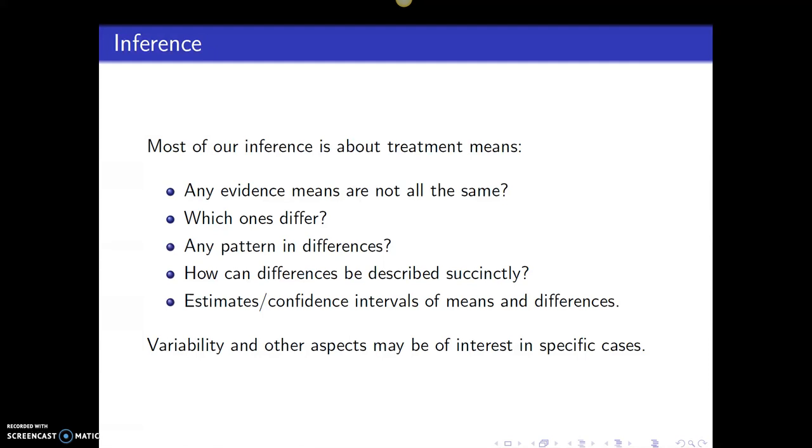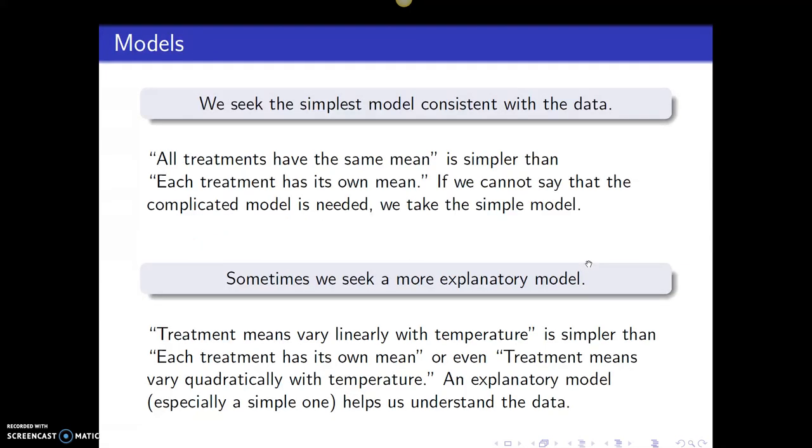Variability may be of interest in certain cases, especially when we start getting deeper into the course. We'll think more deeply about variability. So we want the simplest model. I know we like to entertain complex models at times just for fun, but we need to recognize that if a simple model works, we should use it, right? So all treatments have the same mean is a simpler model than each treatment has its own mean. And if we don't have evidence that each treatment needs its own mean, why not just say all treatments have the same mean, okay? So we have an inclination toward the simple model.